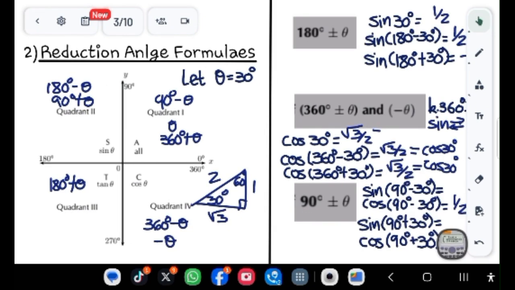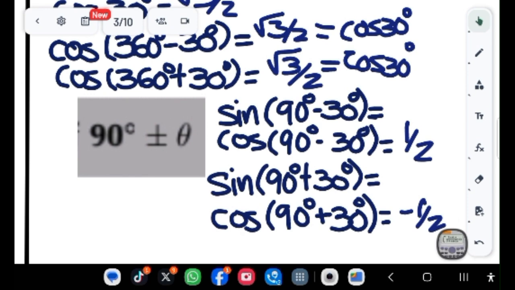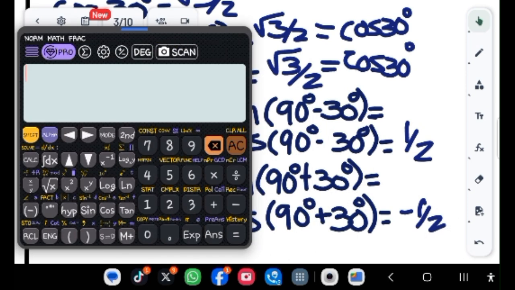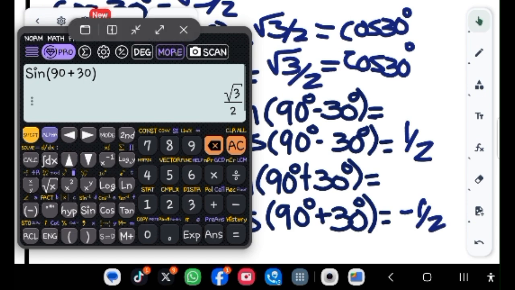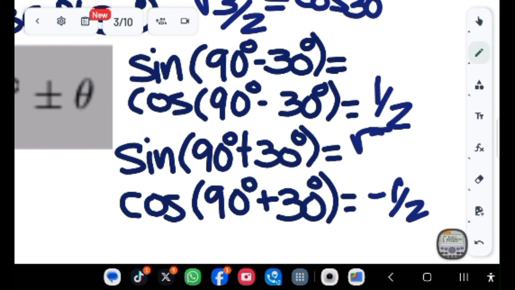Now, sine of 90 degrees plus 30 degrees will be positive. Even though it will change into a cos, which is the cofunction of sine, the original trigonometric ratio of sine is positive in the second quadrant. That's why sine of 90 plus 30 gives us square root of 3 over 2, which is exactly the same thing as the cos of theta.